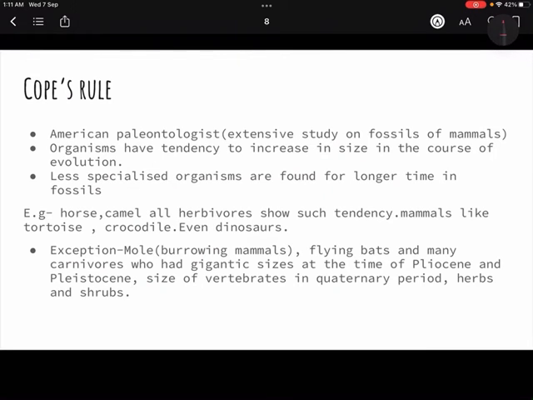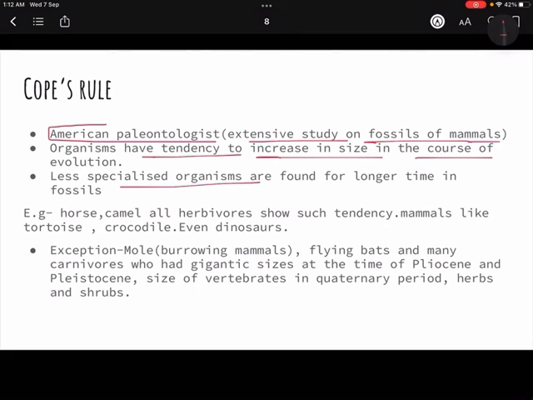Next is Cope's rule. He was an American paleontologist, and he had done extensive study on fossils of mammals. So whatever he came up with, he studied the fossils of mammals and then he came up with his theory. He said basically the organisms have the tendency to increase in size. Again, we have read this before also. So he said organisms have tendency to increase in size in the course of evolution. Second thing he said, less specialized organisms are found for longer time in the fossils.